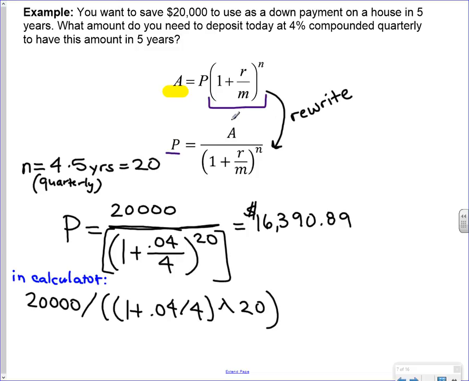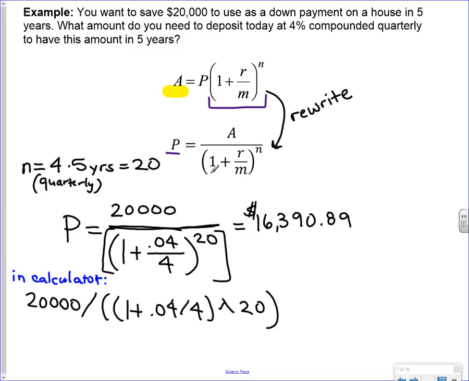So why would I ever want to do that? Here's an example. Let's say you want to save $20,000 to use as a down payment on a house in 5 years. What amount do you need to deposit today at 4% compounded quarterly to have this amount in 5 years? Let's say you find a savings account that's compounded quarterly at 4%. You figure out how much you need to put away now so that in 5 years it will be $20,000.